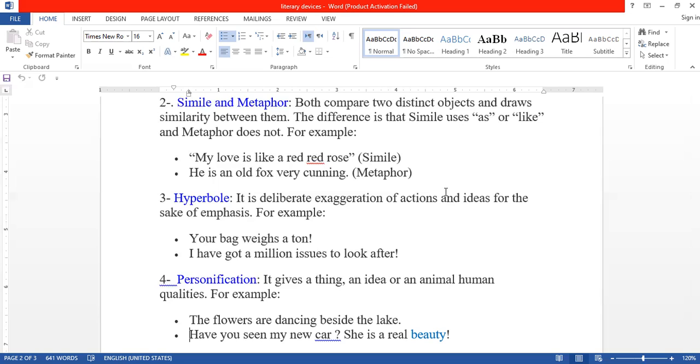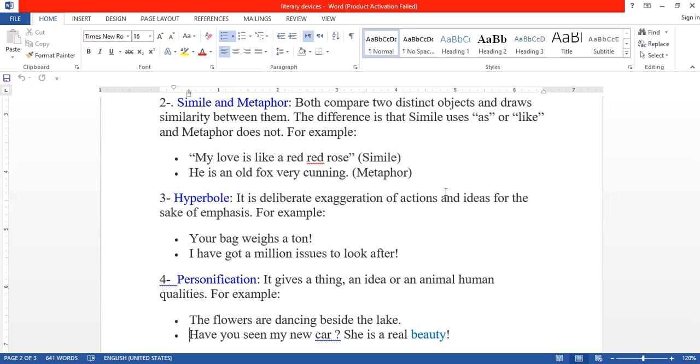Two distinct objects, two different things. But the difference between simile and metaphor is that with simile, we use as or like to make this comparison. All right? But with metaphor, we don't use as or like. Is it clear? Yes, it's clear.